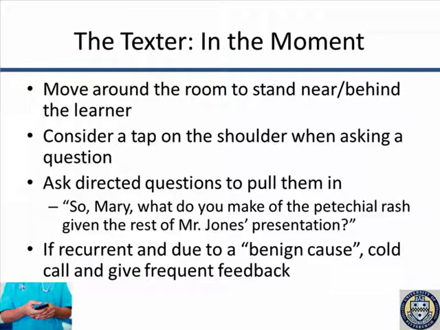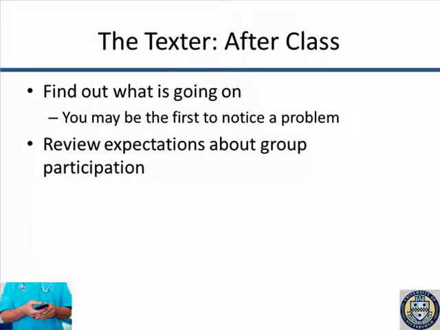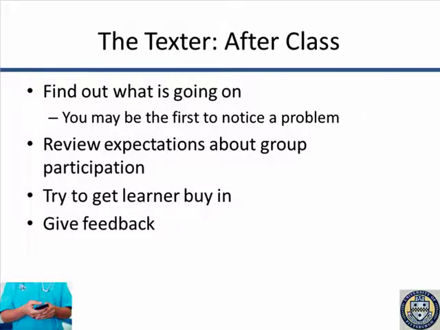If it's recurrent and due to a benign cause, so they don't have serious things going on in their personal lives, I think cold calling and giving frequent feedback. After class, again, finding out what's going on. If this is a new pattern for the student, there may be something going on at home, and you may be the first person to become aware of this. Review expectations about their participation. I expect you to participate X times today. You're not doing that. Please do that. Try to get some buy-in into what they can get out of the rotation, what they can get out of the small group experience, and why it would be important for their development, and then give feedback.